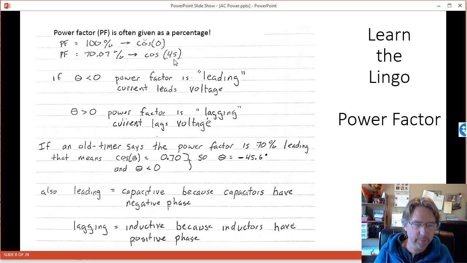So rather than just telling you the sign of the angle, we talk about if the angle is less than 0, then the power factor is said to be leading, because the current phasor leads the voltage phasor. So less than 0, leading. Greater than 0 then is lagging, because the current phasor is lagging the voltage phasor. So if you remember lead and lag from the beginning of phasors, it's this definition again.